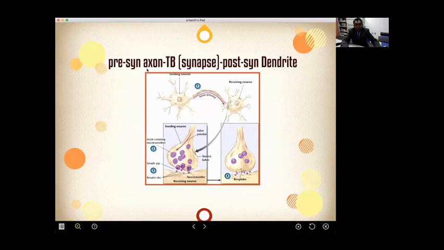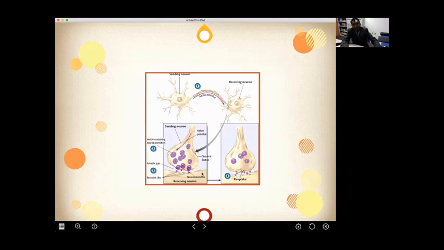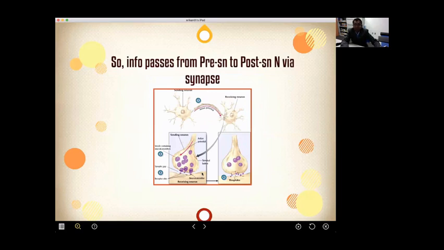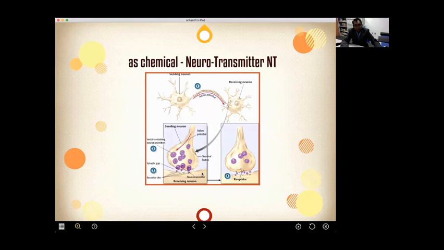So the presynaptic neuron's axon terminal buttons are connected to the postsynaptic neuron's dendrites through this functional space called the synapse. In this picture, this would be the presynaptic neuron, and this would be the postsynaptic neuron. Information passes from the presynaptic neuron to the postsynaptic neuron via this space called the synapse. Now, how is information transferred from one neuron to the other through this synapse? It is through chemical substances called neurotransmitters, and we can refer to that as NT throughout this class.